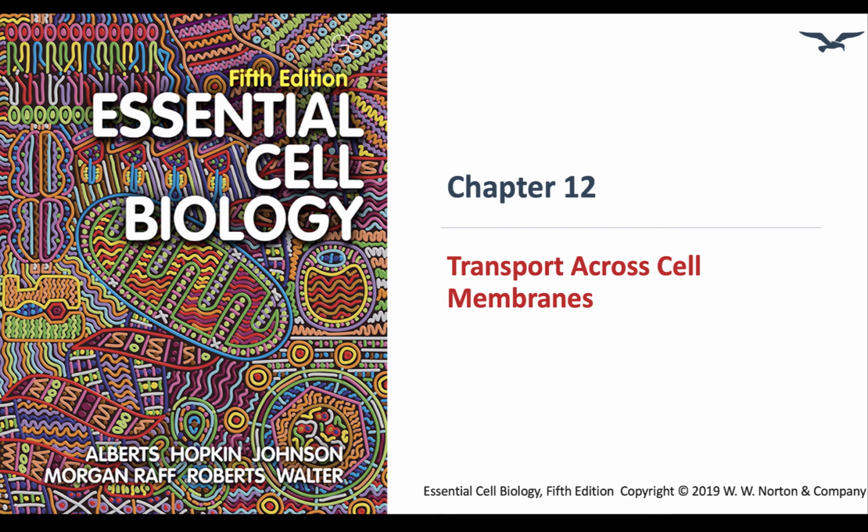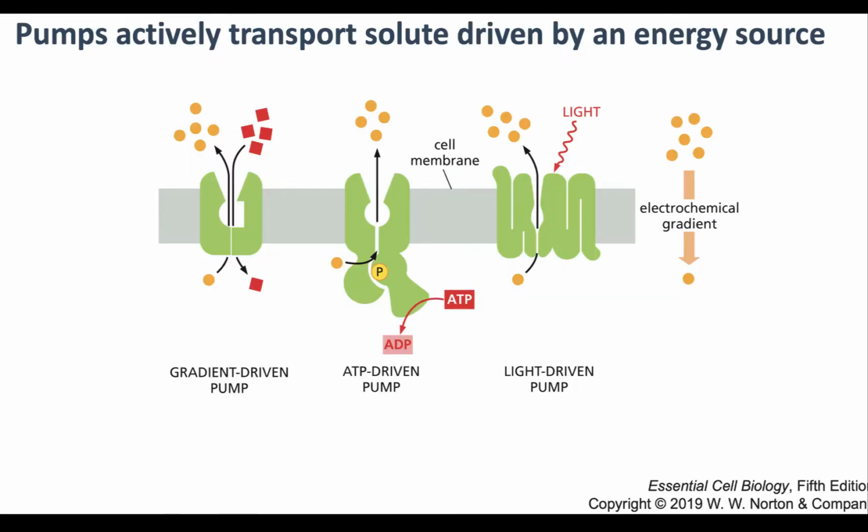We will be continuing with Chapter 12, looking at transport across cell membranes. We're picking up here with a focus on active transport. In active transport, we will see that solutes are transported against their electrochemical gradient, and this requires an outside energy source, an additional energy source. I will focus on specific examples of two of these types of fuel.